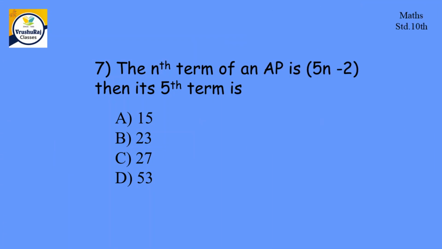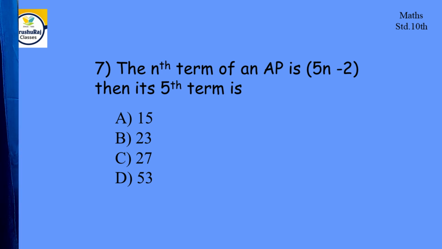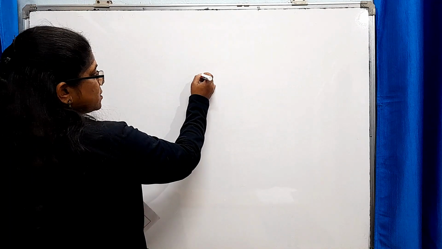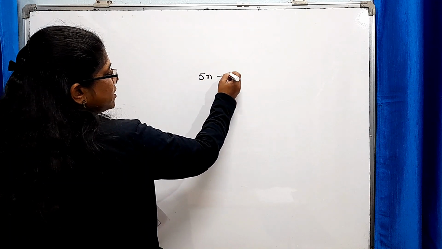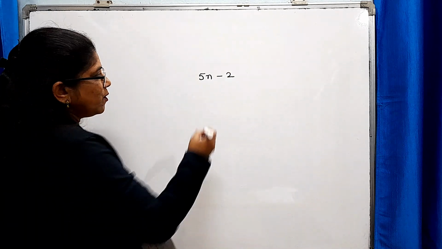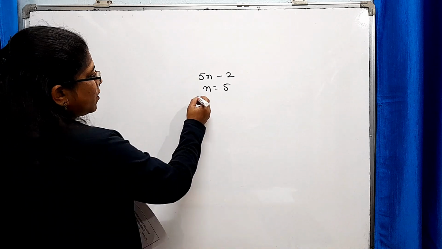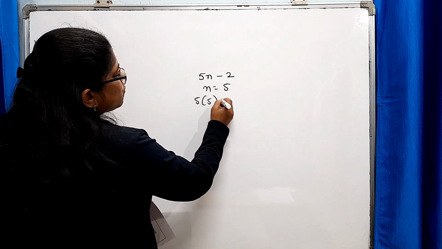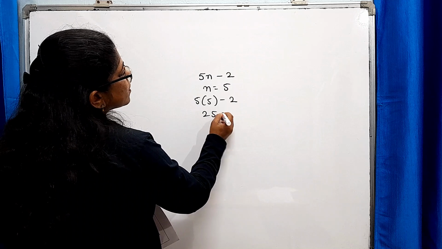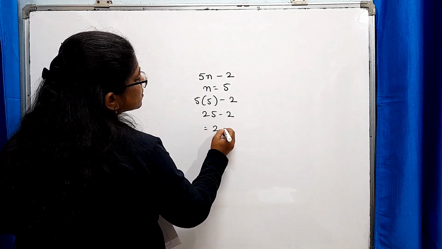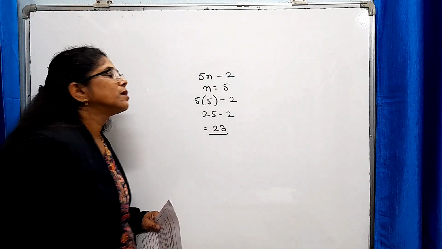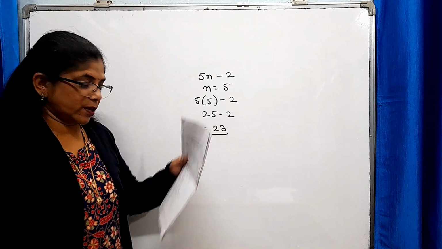Now, the next question is, the nth term of an AP is 5n minus 2. Then its fifth term is, okay, nth term is 5n minus 2. And which term we have to find? We have to find fifth term, means our n is equal to 5. So 5 into 5 minus 2, 25 minus 2, that is 23. Answer is 23.